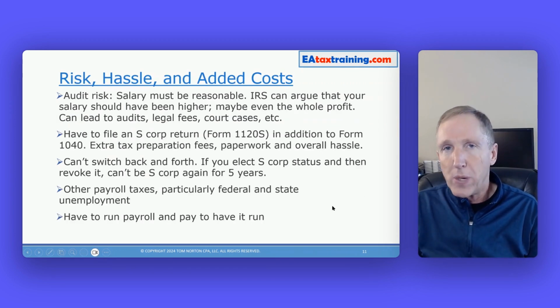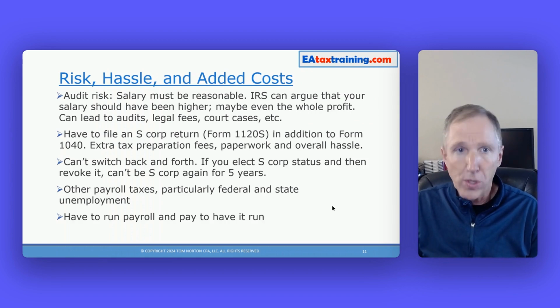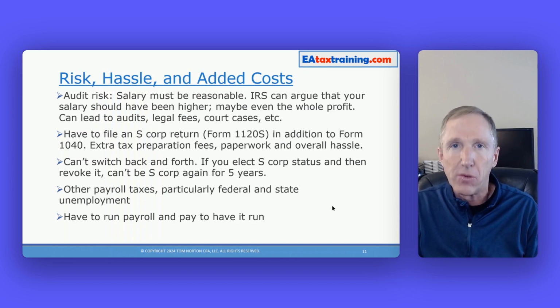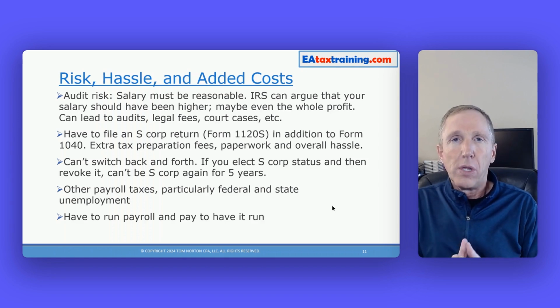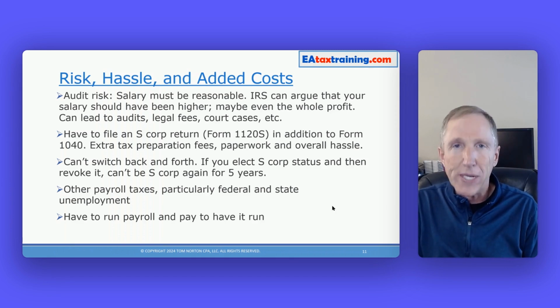So when I talk about the risks and the hassles and the added costs, what do I mean? Well, when we talk about risk, the primary risk is an audit risk. Now, I keep saying that you have to pay yourself a reasonable salary, and this is where the IRS is likely to audit you and have a problem. They will have to agree with you that the salary that you have chosen is reasonable, and they may not agree. They can argue that your salary should have been higher.